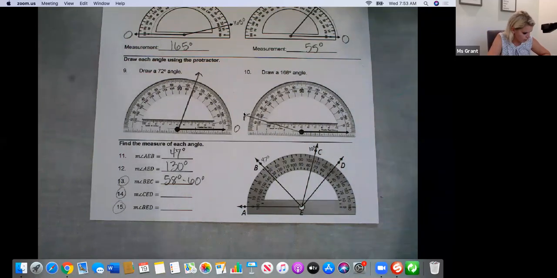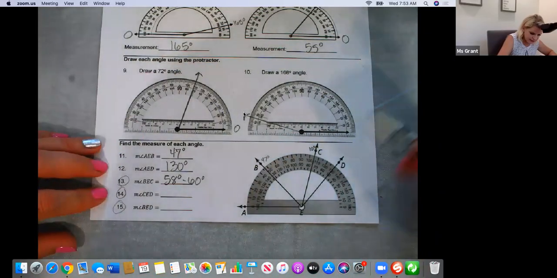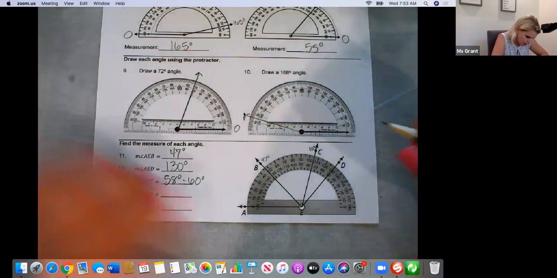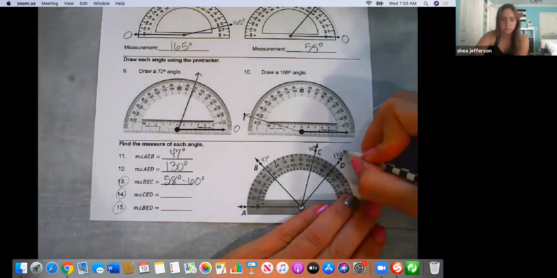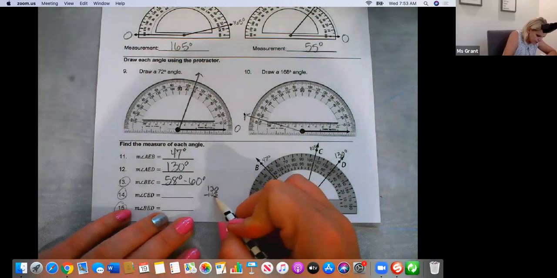Shay, will you do 14? And how about if I call in someone? Jacqueline, are you with me today? Can you do 15, Jacqueline? Okay, so first we're doing 14. Go ahead, 14. I got 25 degrees. So CED, 105 and 130. Yeah, 130 minus 105, 25 degrees.